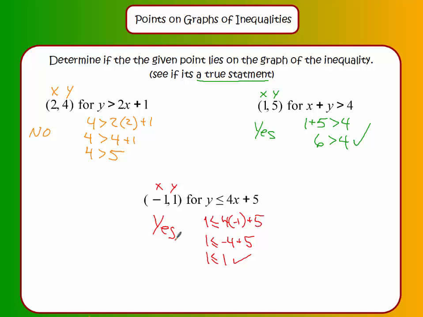So it's exactly the same as we were doing with equations, okay? But these are inequalities. You just plug in the point and check and see if it's true. That's all you gotta do. Not too bad.